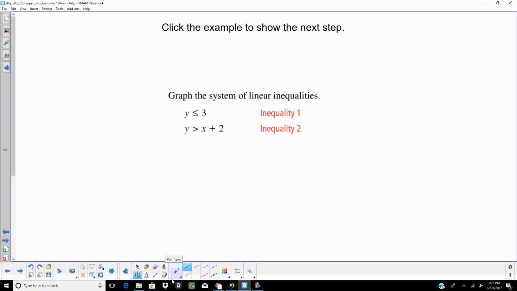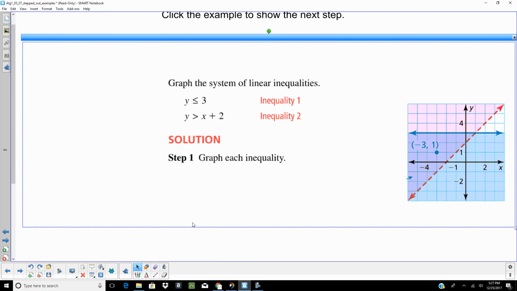Let's go ahead and do an example. I've got 2 inequalities. I'm going to graph both of them. The first one, y is less than or equal to 3. It's going to be a horizontal line, shaded down below. Then on my next one, I have y is greater than x plus 2. It's going to be a dotted line. My y-intercept is 2. My slope is 1. And it's greater than, so I'm shading above.